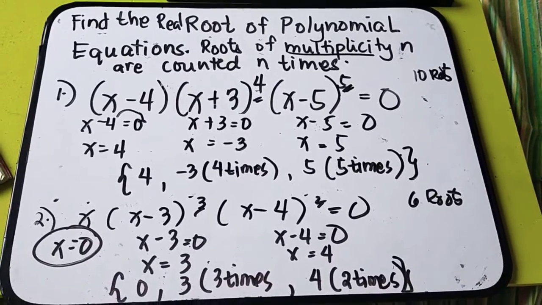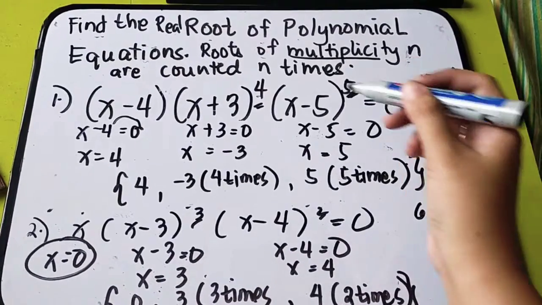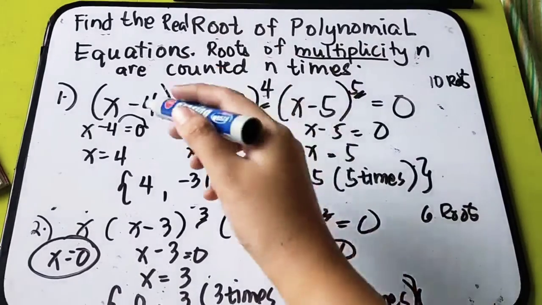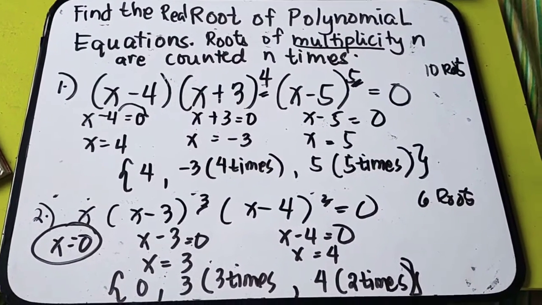So that is how you are going to find the real roots of the equation. It says roots of multiplicity n are counted n times. Okay?